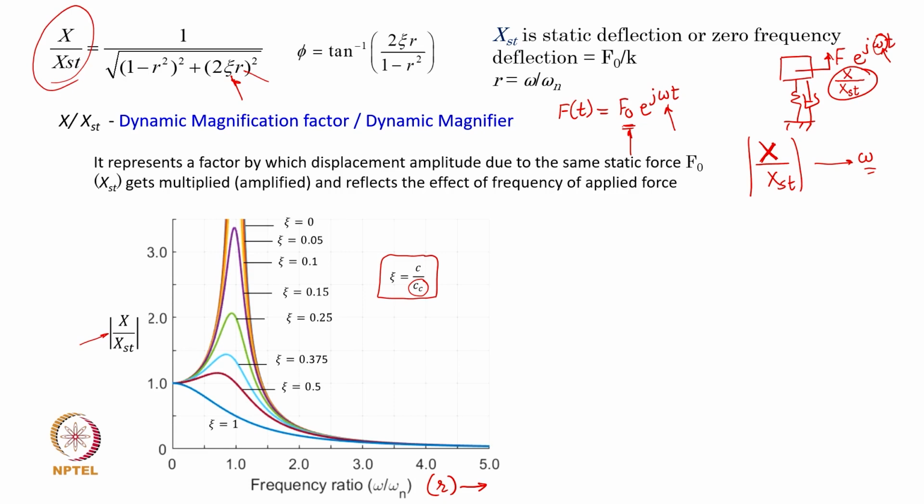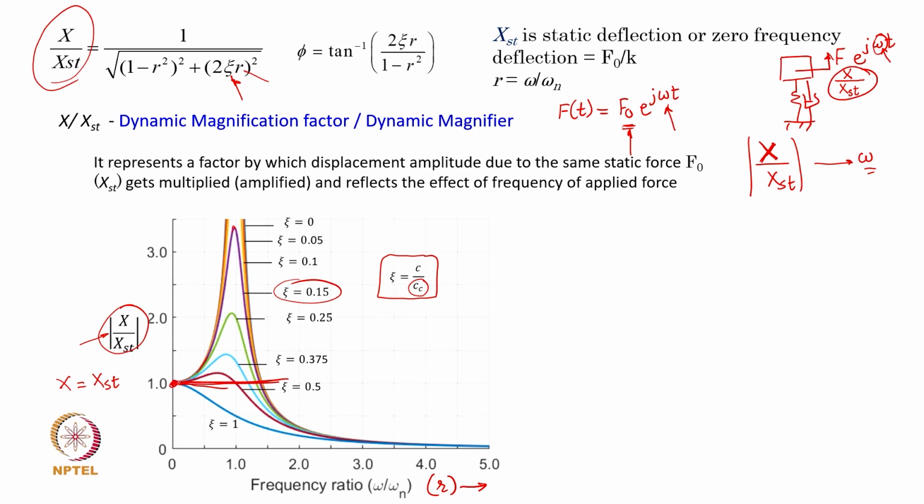What you observe, let us say for any particular value of zeta, say 0.15, is that the amplitude will keep on rising, reach its peak, and then come down as the frequency ratio changes. And what does this 1 indicate? The value of 1 indicates that the response is equal to the static deflection, or a 0 frequency deflection. Obviously, all the graphs will start from 1.